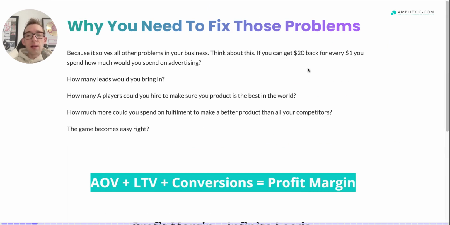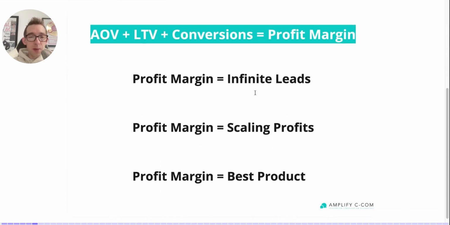So if you can get $20 back for every $1 you spend, how much would you spend on advertising? How many leads would you bring in? Like, how many A players could you hire? So think about this, right? AOV plus LTV, so average order value plus lifetime value plus conversion rates equals profit margin. If you increase each one of these, you're going to increase your profit margin. And then if you increase your profit margin, well, what does that mean? Well, it means you can get an infinite number of leads. So that gives you control in the marketplace, right?